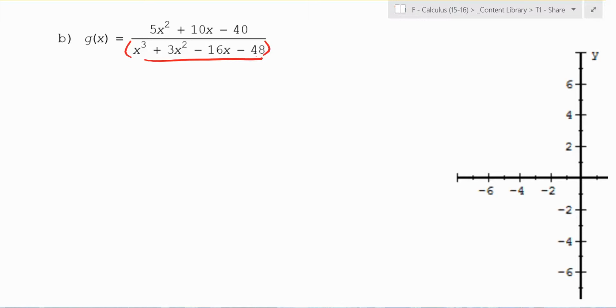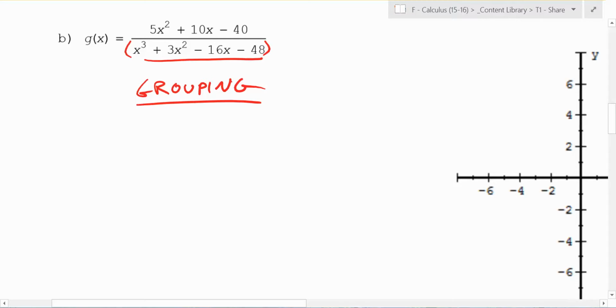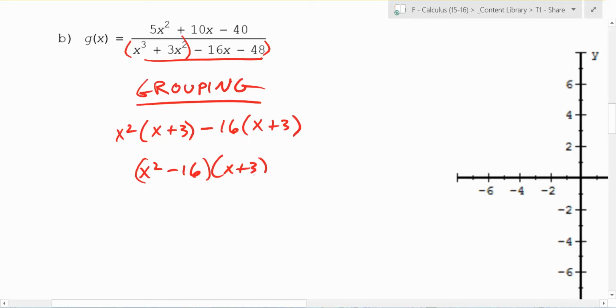Although, anybody want to take a guess how you factor that one right there? Yeah, what method do you use? Yeah, you love grouping. Grouping doesn't always work, but when it does, super helpful. What can we take out of the first two terms here? X squared is x plus what? 3? And what can you take out of the other two? 6. I think -16. And what do you end up with? Oh, x squared minus 16 times x plus 3.